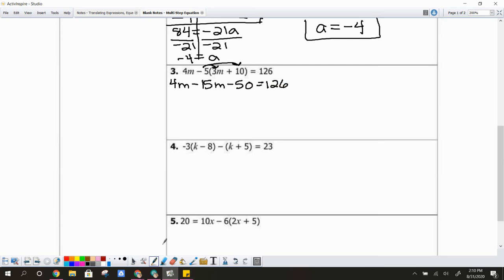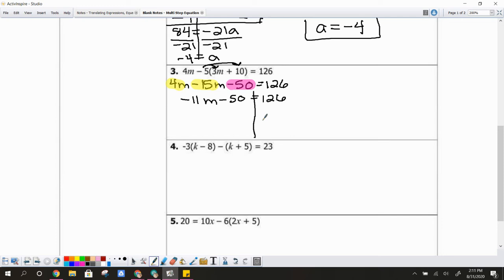All right, so now step 2 is to combine my like terms. So I have a like term, and then a negative 50. So the negative 50 is going to be left alone. We don't do anything there. We have 4m minus 15m. And 4 minus 15 is negative 11m, minus 50 equals 126. So now I can go ahead and solve my two-step equation.